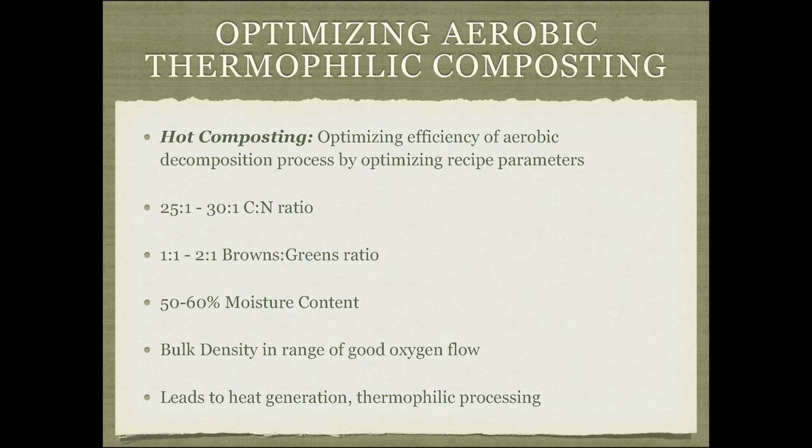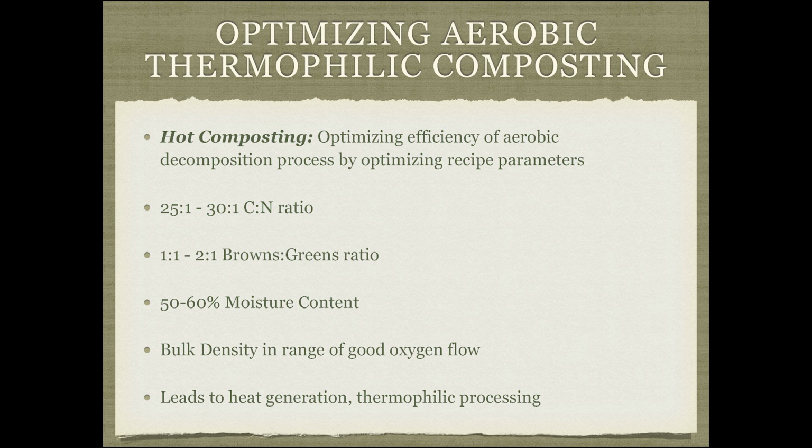Our general hot compost recipe is a 25 to 30 to 1 C to N ratio, which translates to about a 1:1 to 2:1 browns to greens ratio. It's about a 50 to 60% moisture content. You could do a moisture squeeze test where you grab a handful of compost. It should feel quite damp in your hands, but when you squeeze it, maybe a drop or two of water comes out, but not much more than that. So that's a quick hand squeeze moisture test.